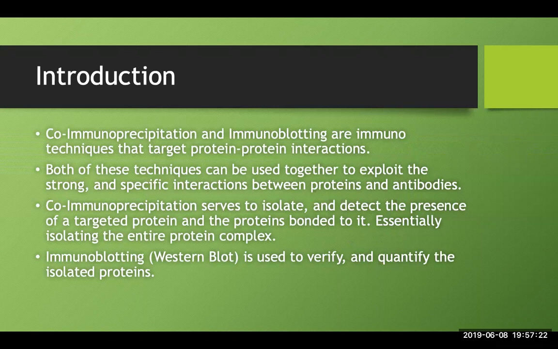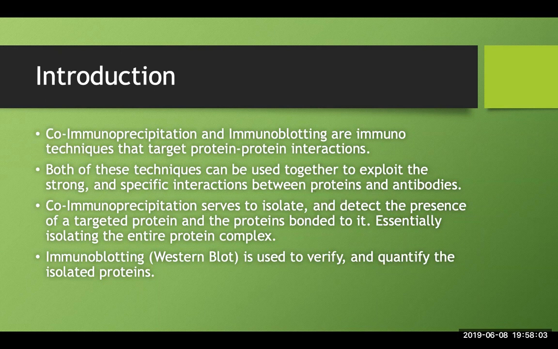Co-immunoprecipitation and immunoblotting are immunotechniques that target protein-to-protein interactions. Both of these techniques can be used together to exploit the strong and specific interactions between proteins and antibodies. Co-immunoprecipitation is a form of immunoprecipitation, which is used to isolate and detect a protein of interest. The difference with co-immunoprecipitation is that it targets a protein complex, which means that it not only isolates your protein of interest, but also the proteins that are bound to it.